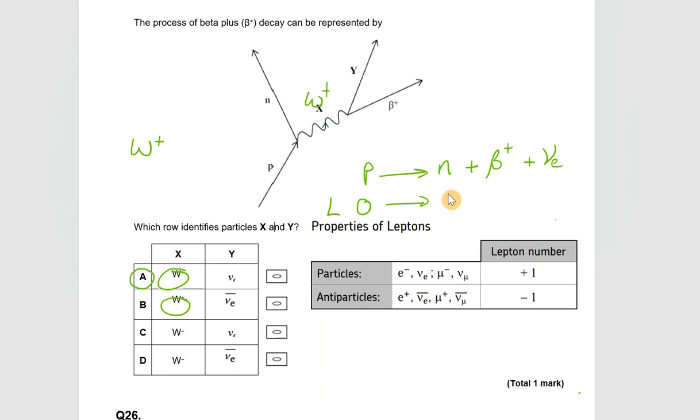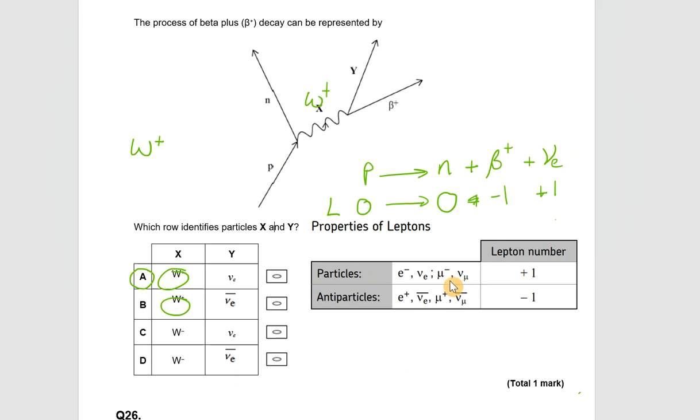Neutrons, again, they are baryons, so they have lepton number 0. Now beta plus, that's the same as an electron plus. It's just another way of writing the same thing. And that's an antiparticle, so it has a negative lepton number. Well, if we look, the total lepton number on the left is 0, so we need the total lepton number on the right to be 0. So this particle here must have a positive lepton number.